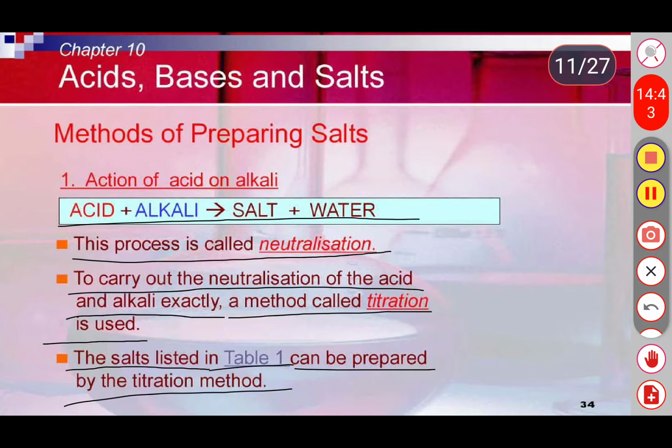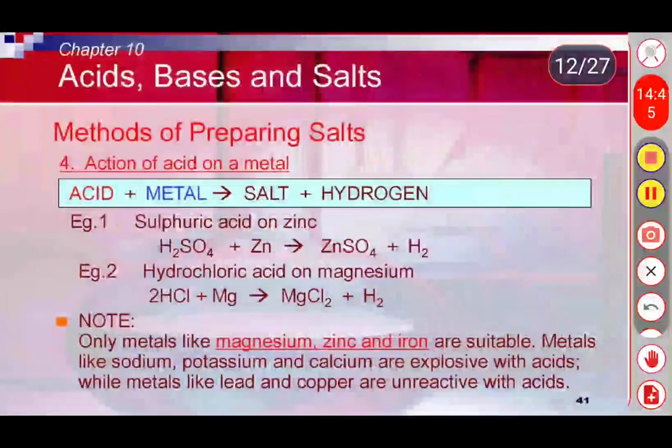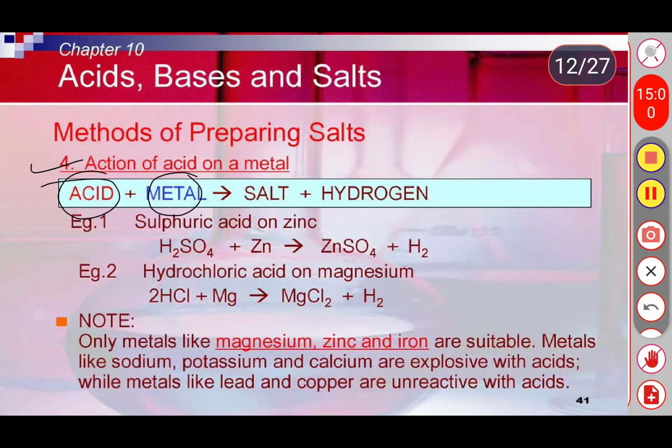See the next one, action of acid on metals. How the salts will be prepared with the help of metals and acids. When acid is combined with a metal, it also produces a salt and hydrogen gas is liberated. For example, sulfuric acid on zinc. When sulfuric acid is combined with zinc, it forms zinc sulfate along with hydrogen gas.